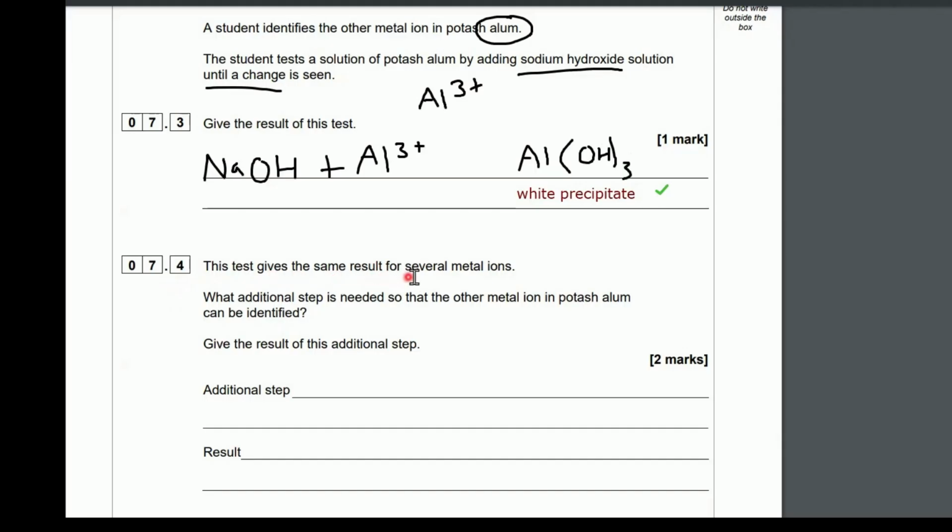7.4, the test gives the same result for several metal ions. They are asking that here. So the test gives the same result for several metal ions. What additional step is needed so that the other metal ion in potash alum can be identified? Give the result of this additional step.